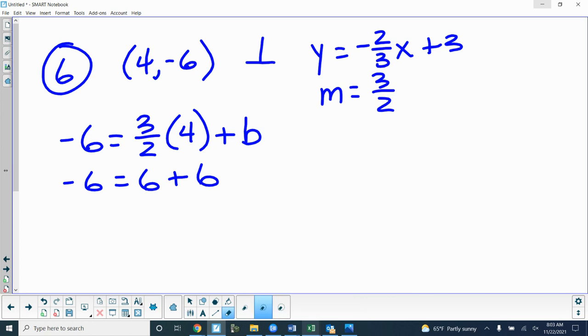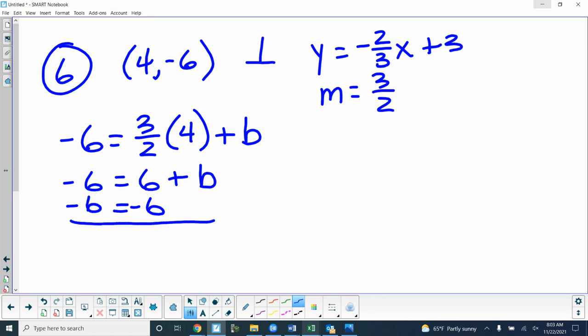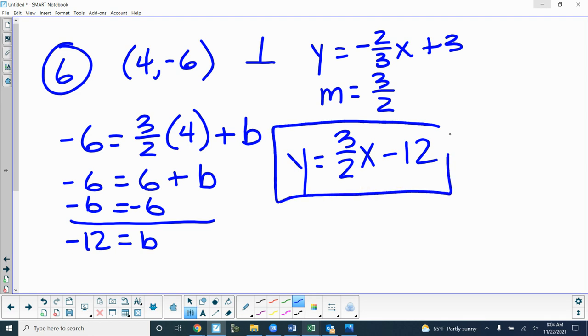Oops. That's a b, not a 6, sorry. Subtract 6 to solve for b. Get negative 12 equals b. So the answer to this problem is 3/2 x minus 12. M is 3/2, b is negative 12. So 3, 4, 5, and 6, you're finding equations of lines from the information you're given. Good?